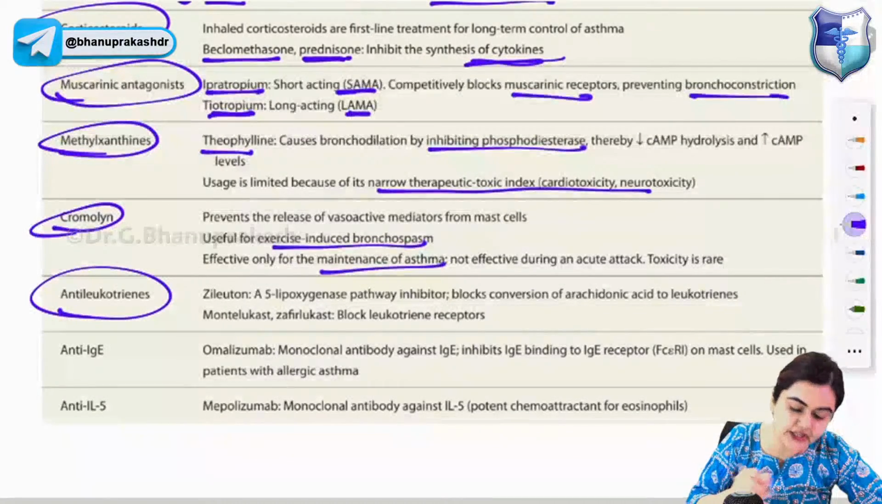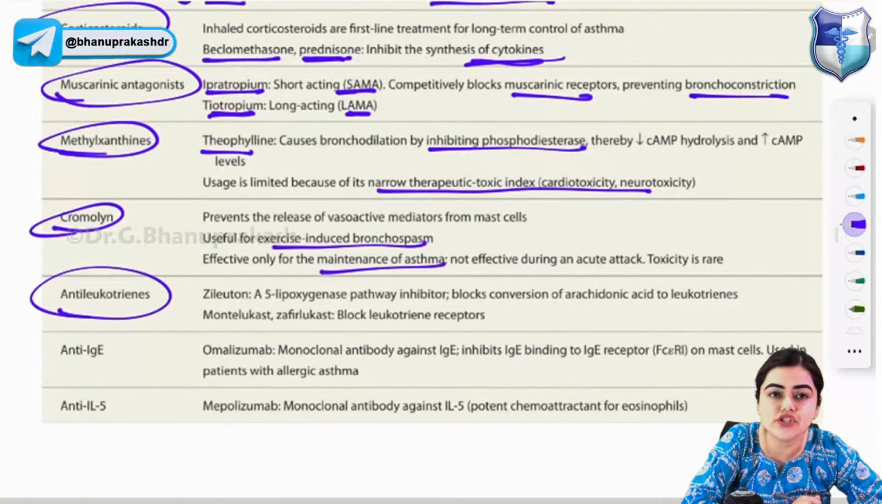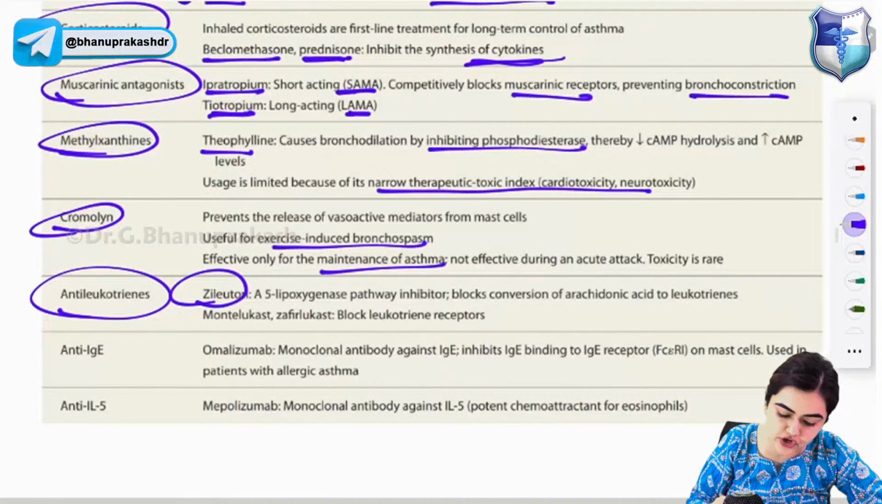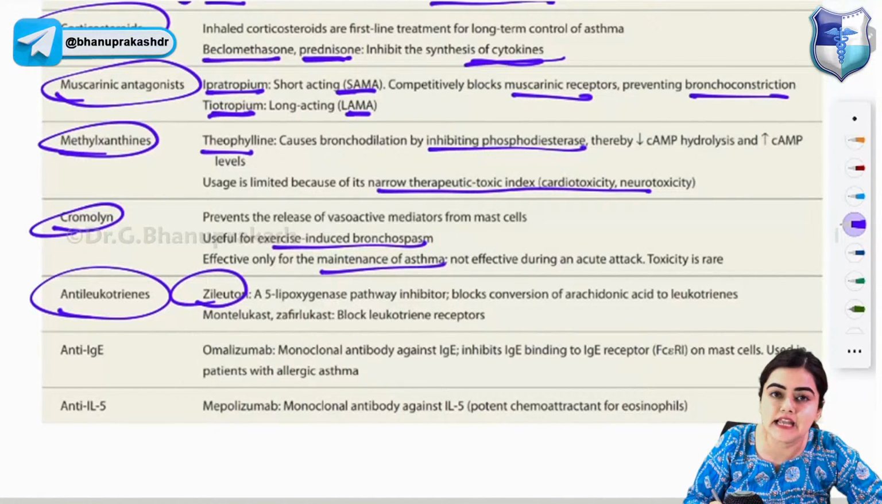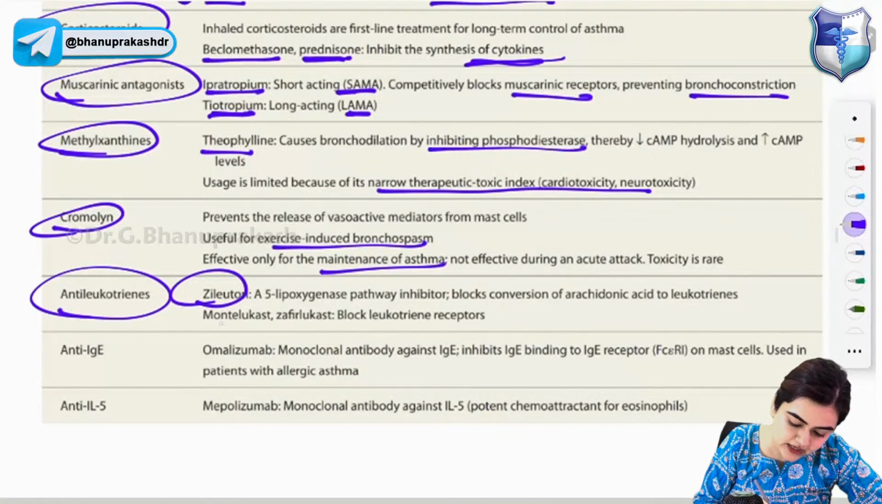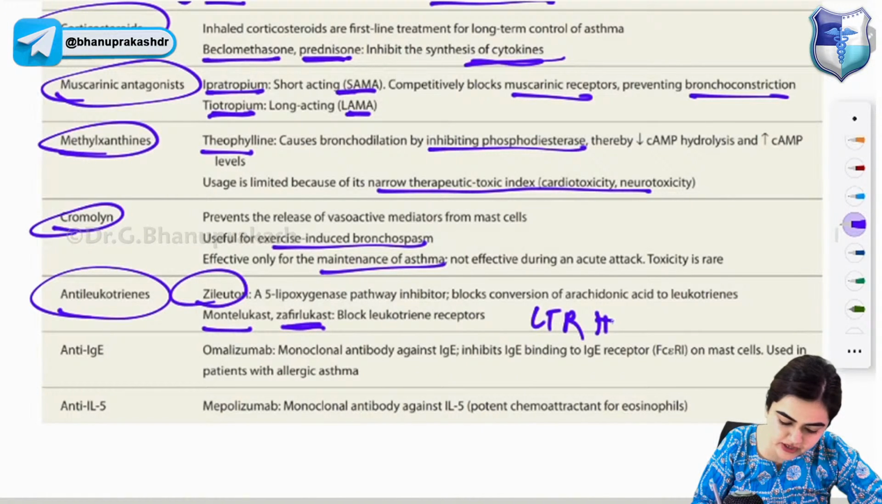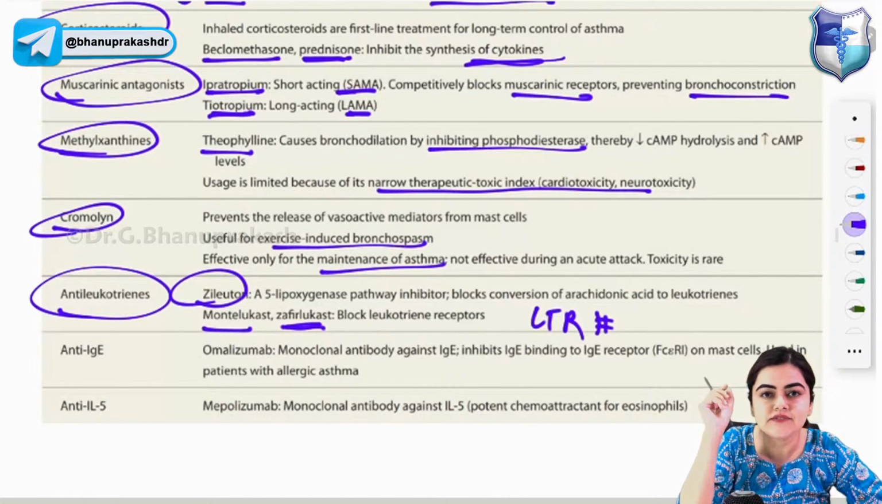Next drug is anti-leukotrienes. In anti-leukotrienes, Zileuton is used in asthma. Zileuton is a 5-lipoxygenase inhibitor that blocks the conversion of arachidonic acid to leukotrienes. And montelukast and zafirlukast, what they do? They will block the leukotriene receptor. I hope I am clear. Zileuton is 5-lipoxygenase inhibitor, while montelukast is leukotriene receptor blocker. I hope I am clear.